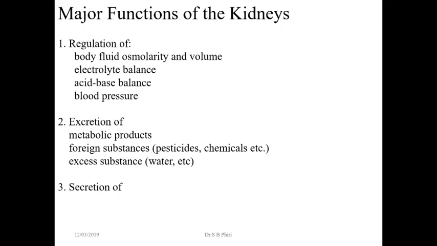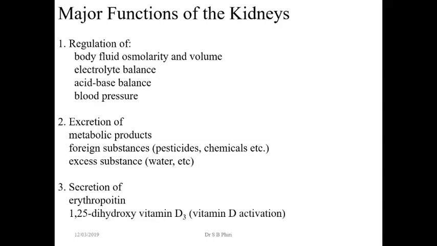The other major function is secretion. So what does the kidney secrete? So there is production and secretion of these substances. So mainly here is secretion of hormones. The hormones that are secreted by the kidneys, somebody mentioned erythropoietin. So there is production of erythropoietin. At the same time, there is also production of thrombopoietin. So there is production of erythropoietin and thrombopoietin.